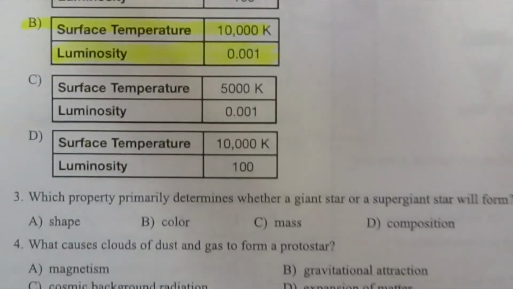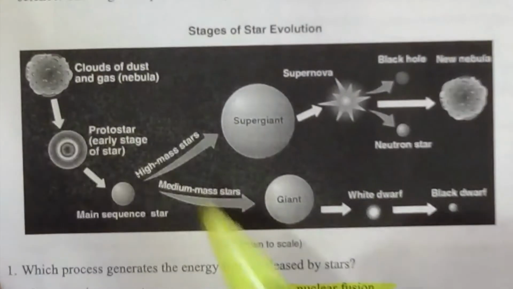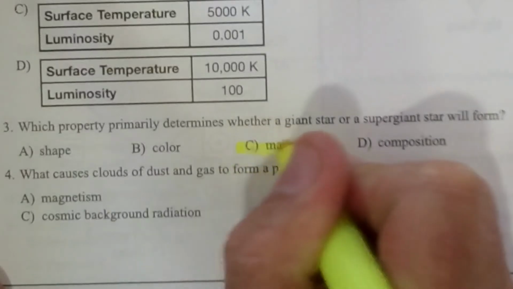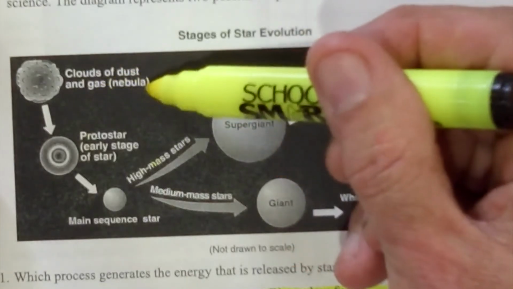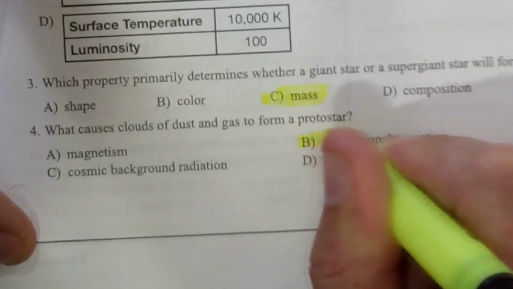Number 3, which property primarily determines whether a giant star or supergiant will form? As we saw on the chart here, the property that determines that is the mass. Number 4, what causes clouds of dust and gas to form a protostar? Clouds of dust and gas, the nebula, will form a protostar because of the force of gravity.